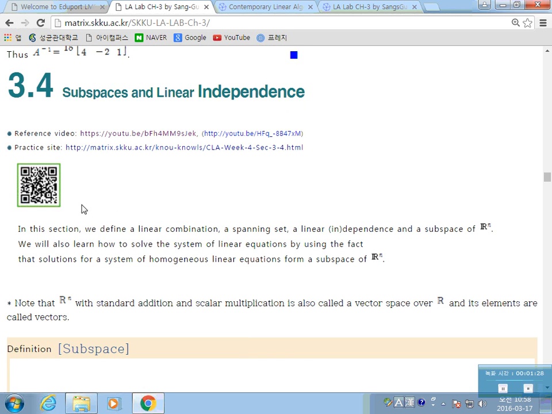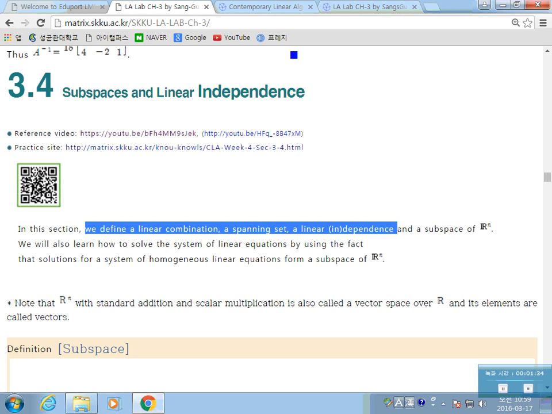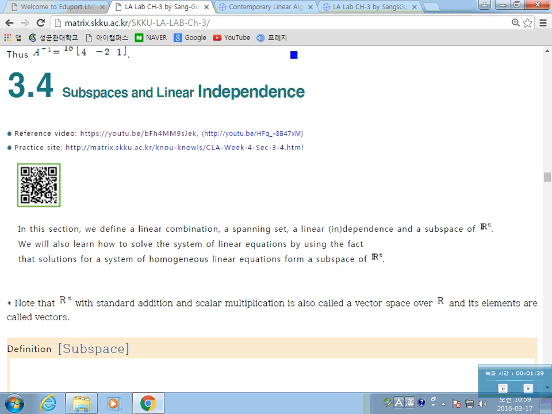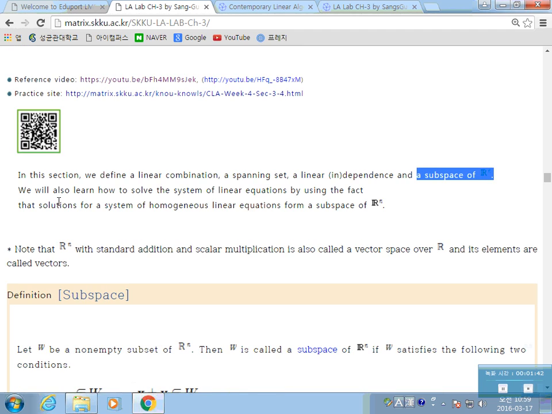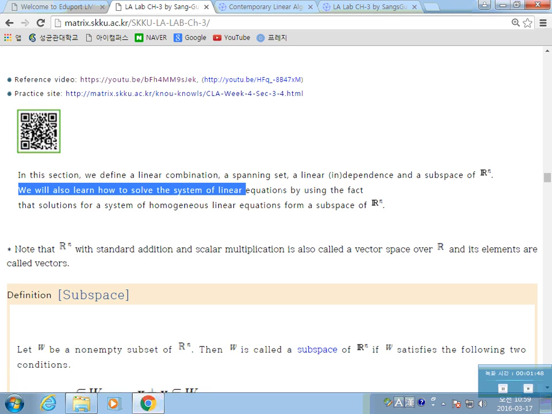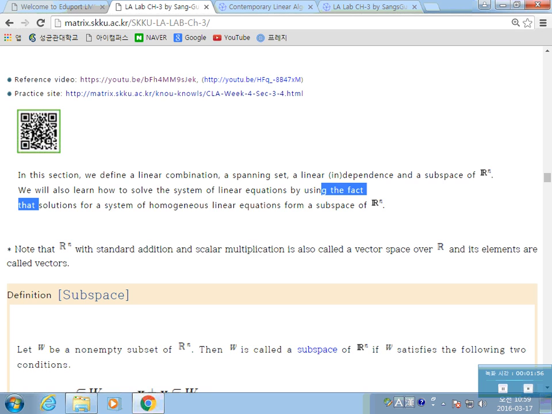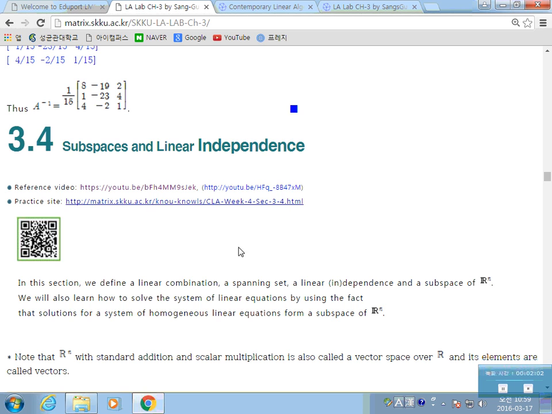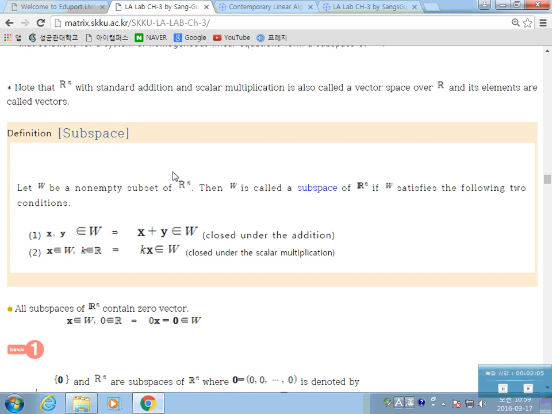Okay, in this section, section 3.4, we define a linear combination, a spanning set, linear independence, linear dependence, and a subspace of Rn. We will also learn how to solve a system of linear equations. The solutions for a system of homogeneous linear equations form a subspace of Rn. So these solution sets are related to this subspace. So we now start with the definition of subspace.